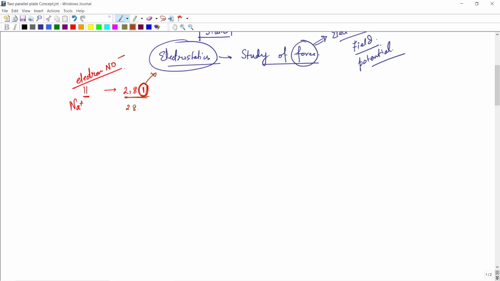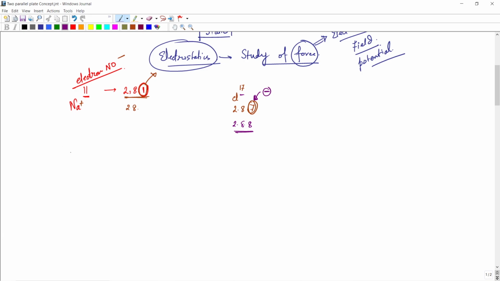Okay, so similarly, if we take chlorine, Cl, the atomic number is 17, so the electronic configuration is 2, 8, 7. So the last shell has 7 electrons. If chlorine gains one electron, it gets the stable configuration 2, 8, 8. So chlorine gains one electron, and that's why chlorine has a negative charge. Okay, so positive and negative, the configuration looks like that.